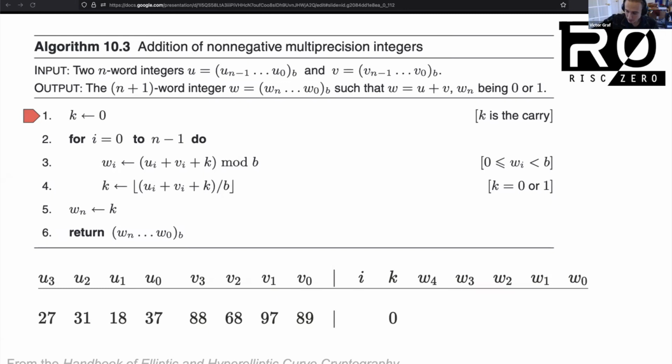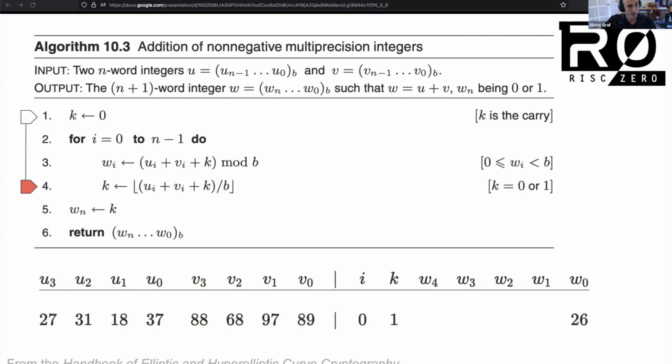So let's walk through this algorithm. It takes some inputs: a U value and a V value. Each of them is an N-word integer. In this case, N for us is 4. So taking both 4-word integers, it's going to give us the addition result in the final value W. To start the algorithm, we initialize the carry bit K to 0. Then in this first step, we add U0, V0, and the carry, modulo B, which in this case is the base.